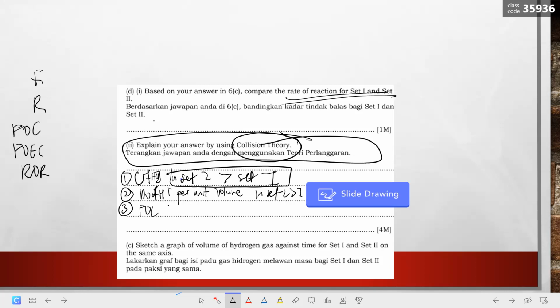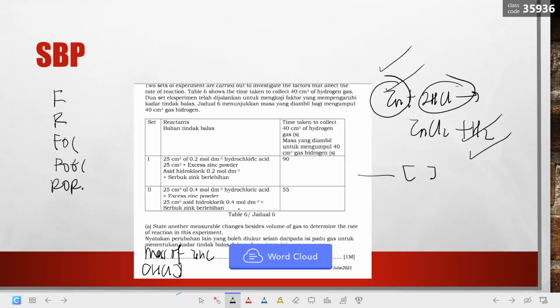Frequency of collision in set 2 is higher than set 1 between hydrogen ions and calcium carbonate. Wow, where did you find calcium carbonate? Look at the teacher's slide. What am I using here? Zinc powder. Zinc is a solid. We cannot touch the zinc.